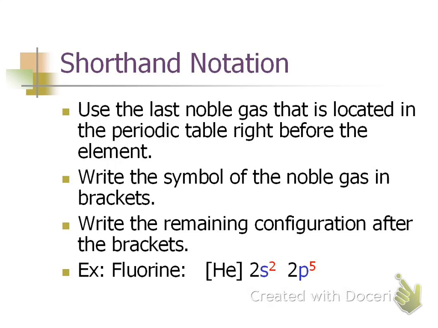So here's the notes for shorthand, so if you want to go ahead and write these down, you can. Use the last noble gas that is located in the periodic table right before the element. You always go to the end of the row before. You'll get a noble gas. So if I ask for rubidium, you would go to krypton and then go to rubidium. If I ask for potassium, you could use argon.